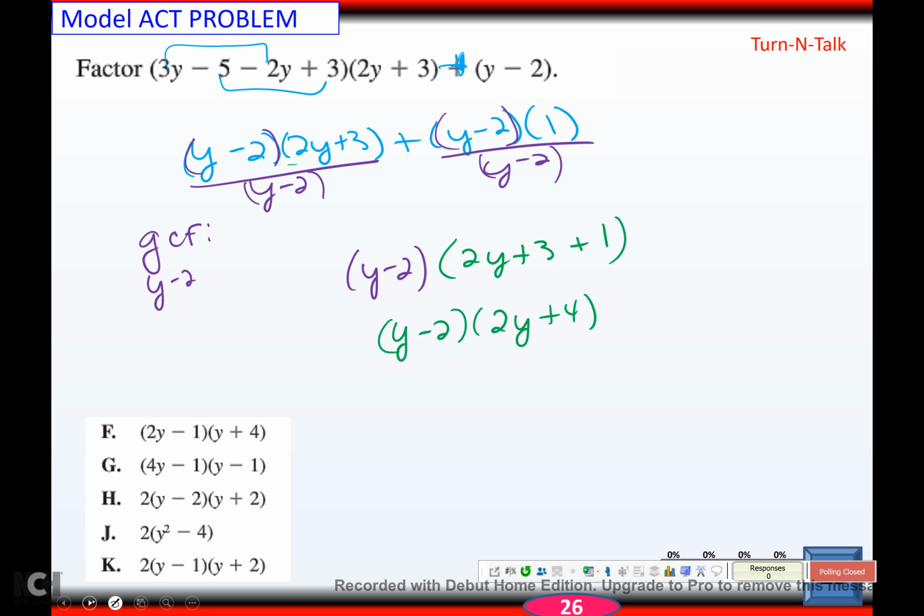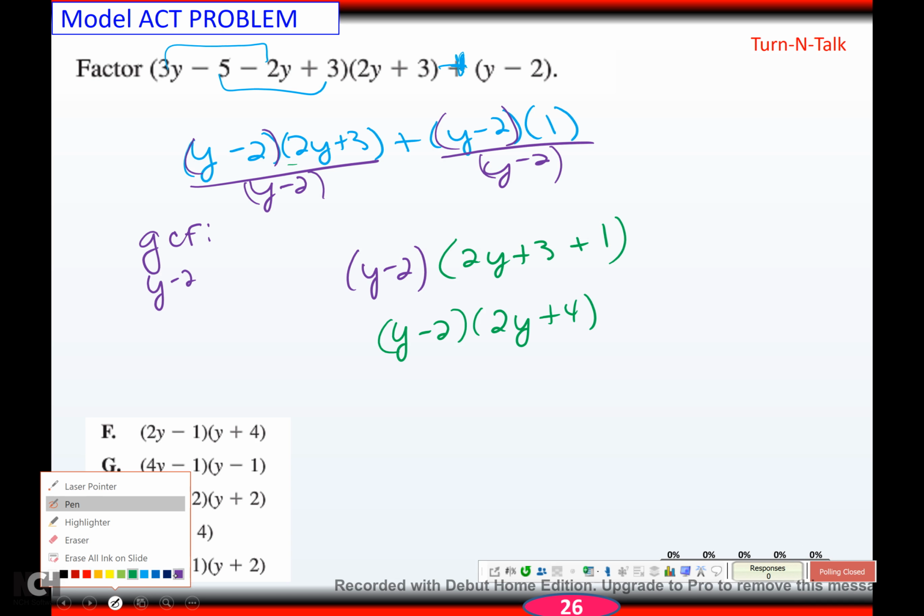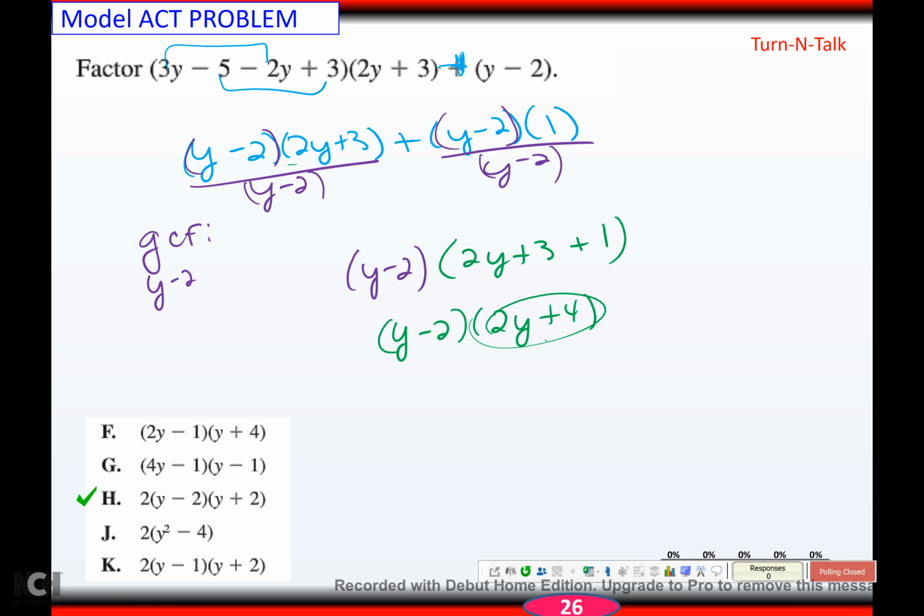Which is not the answer. Come on, where's the answer? And the reason is, if I look at this factor, they have something in common. There's a GCF in there of 2. So if I factor out a 2, what's left is y plus 2, and I still have this guy. So my answer is 2 times each of those.